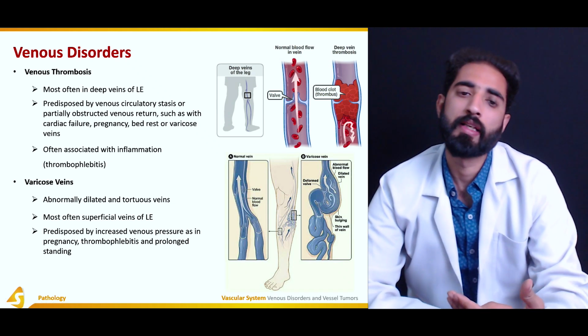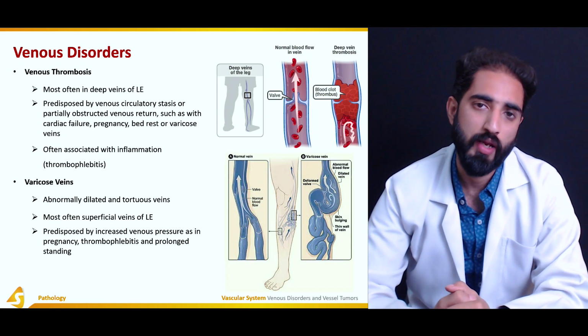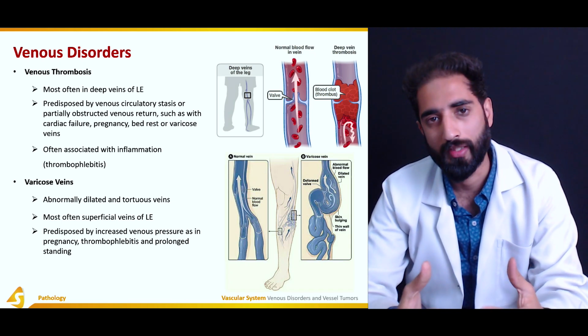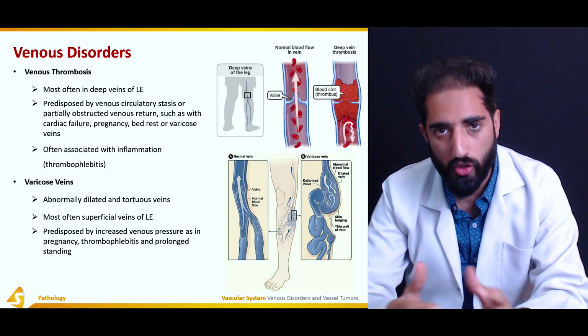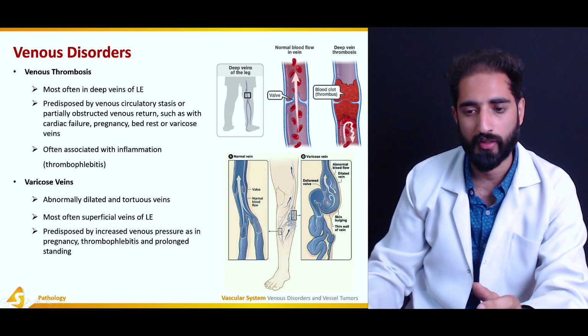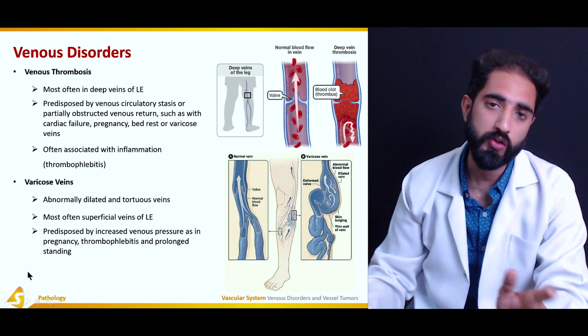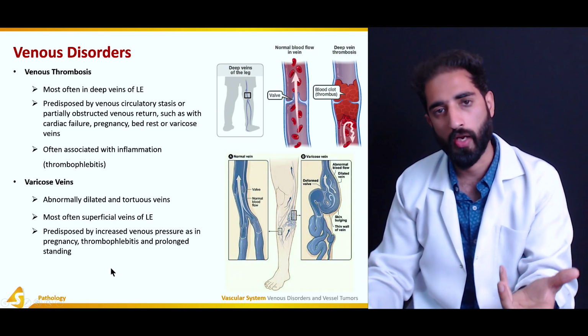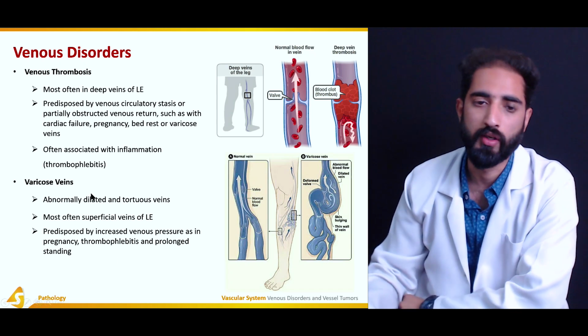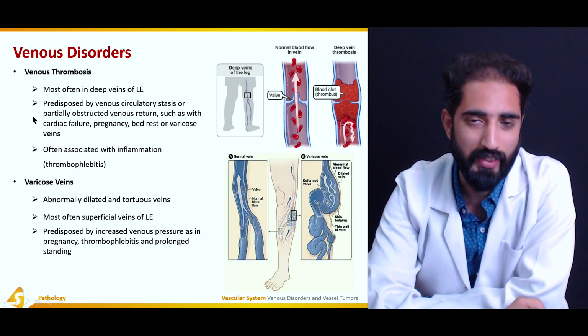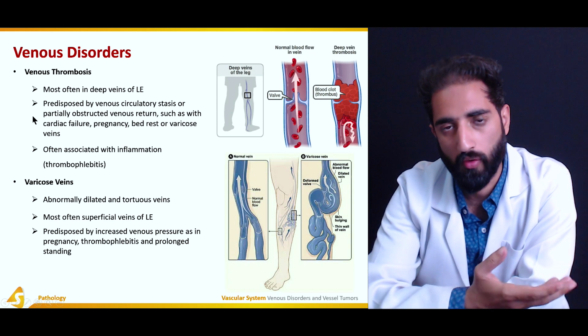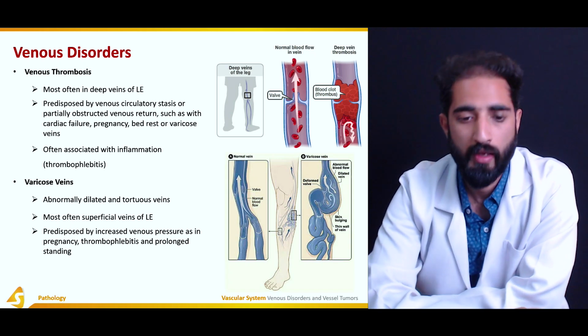The second common venous disorder is the varicose vein, which is actually abnormally dilated and tortuous veins, which means having a lot of twists and turns. And they are most often superficial veins of the lower extremity, in contrast to venous thrombosis, in which mostly the deep veins are involved. So that's why they are called DVT.